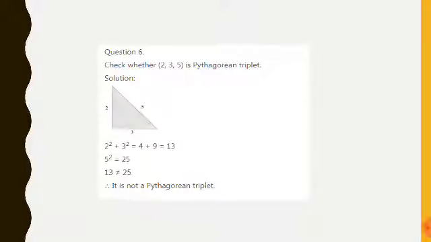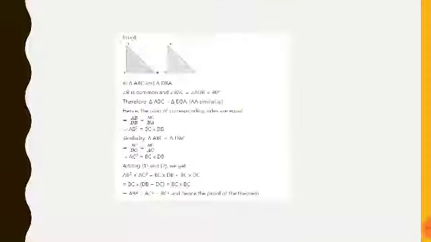Next one, check whether 2, 3, 5 is a Pythagorean triplet. So draw a right angle triangle. Base 3, the other side is 2, and hypotenuse 5. 2 square plus 3 square equal to 4 plus 9, 13. 5 square is 25. So 13 is not equal to 25. It is not a Pythagorean triplet.